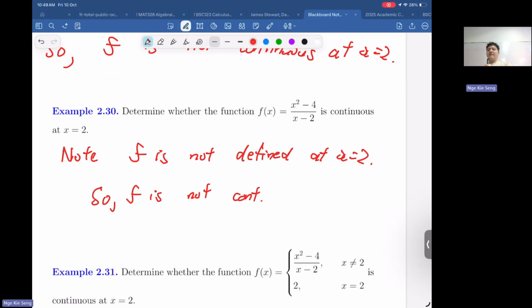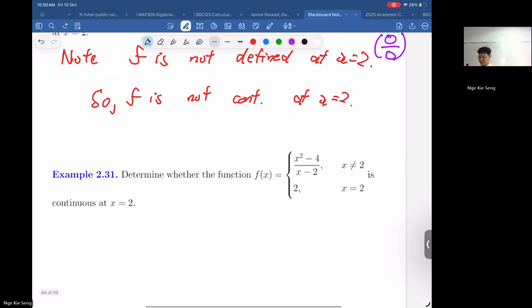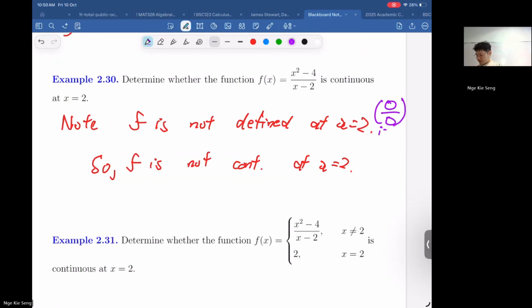Can you quickly see that the limit when x goes to 2 actually exists, correct or not? Use the difference of squares, which is what? The limit is 4. 2 plus 2 is 4. But too bad, f is not defined there. It's not defined because of 0 over 0. Please remember this. You cannot divide things by 0. It's undefined.